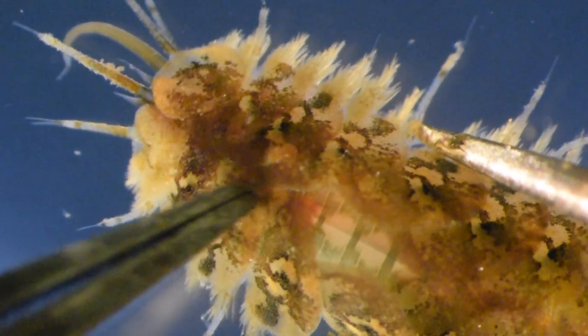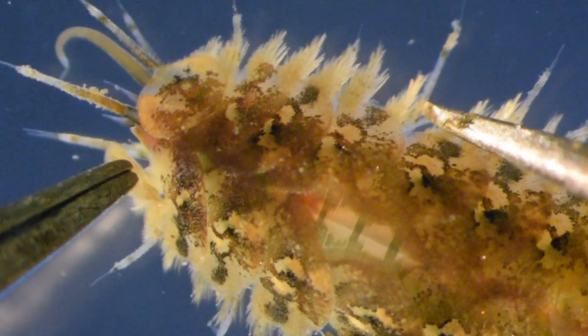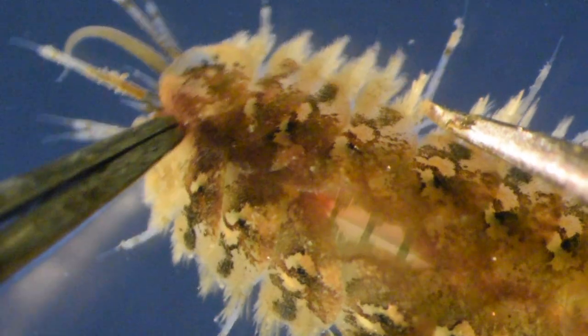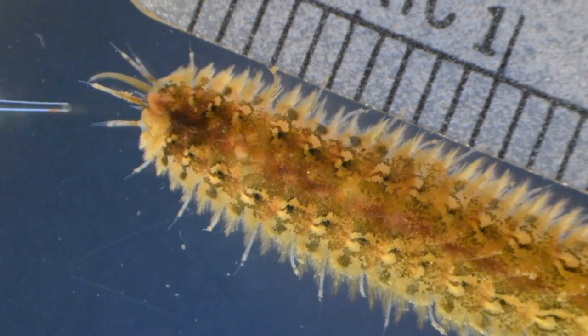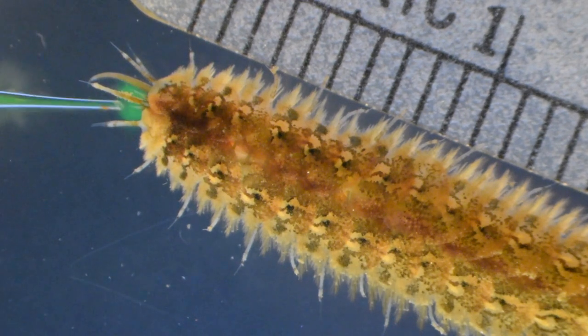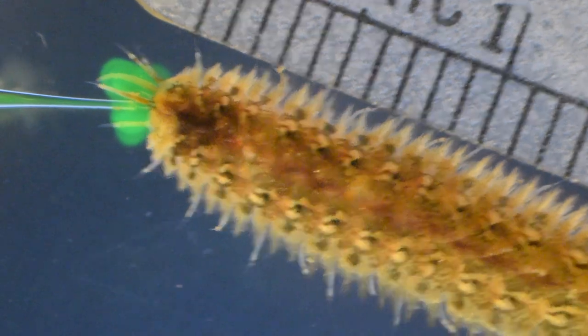The elytra form a shield over the dorsal part of the body, and there's a space between the elytra and the dorsal body wall. The dorsal body wall has a lot of cilia on it, and those cilia pump water from anterior to posterior, presumably for respiration. You can see that using a dye to mark the water.